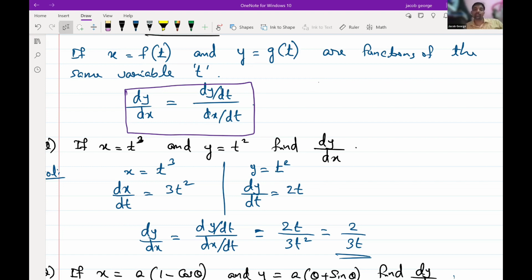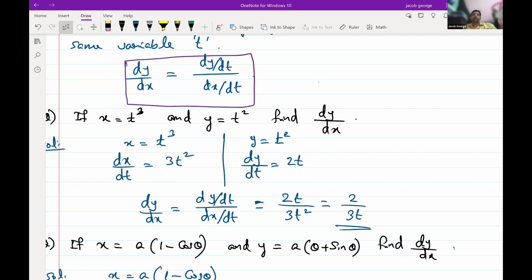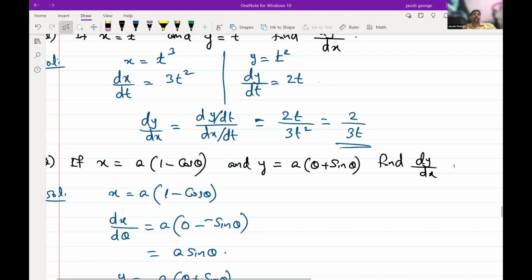This is first derivative. For example, x is t cube. Dx by dt is 3t square. Y is t square. Dy by dt is 2t. Then we have divided these two. Dy by dx is dy by dt by dx by dt. So it is 2 by 3t. Okay, so this pattern of questions also you have to study well. It is not so tough.